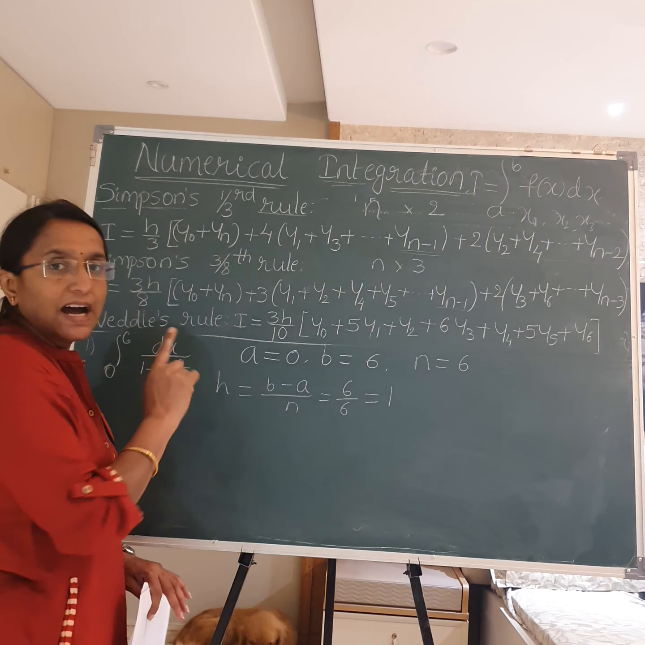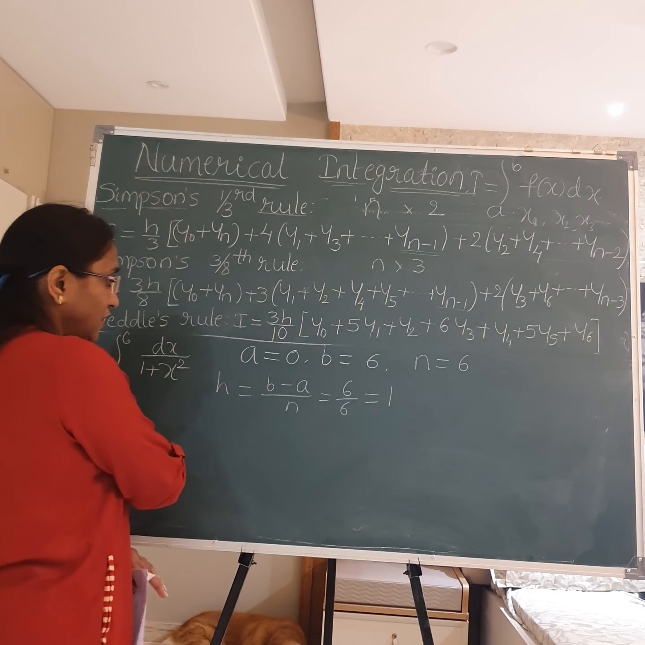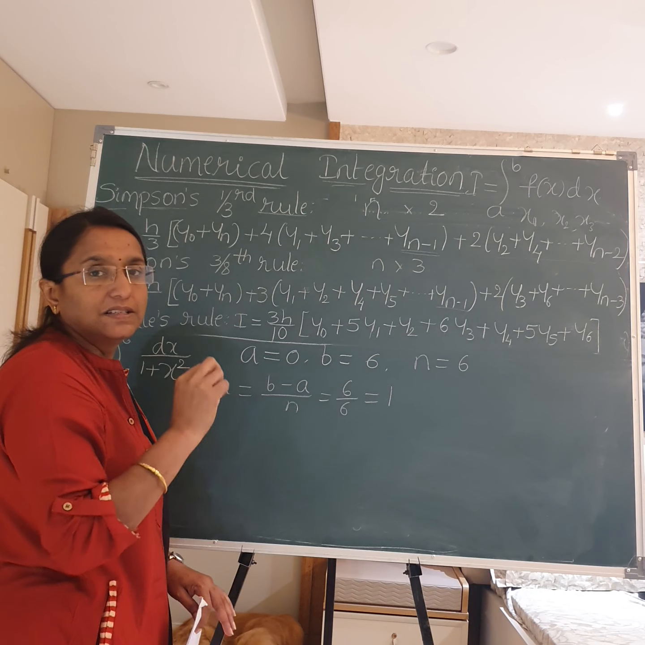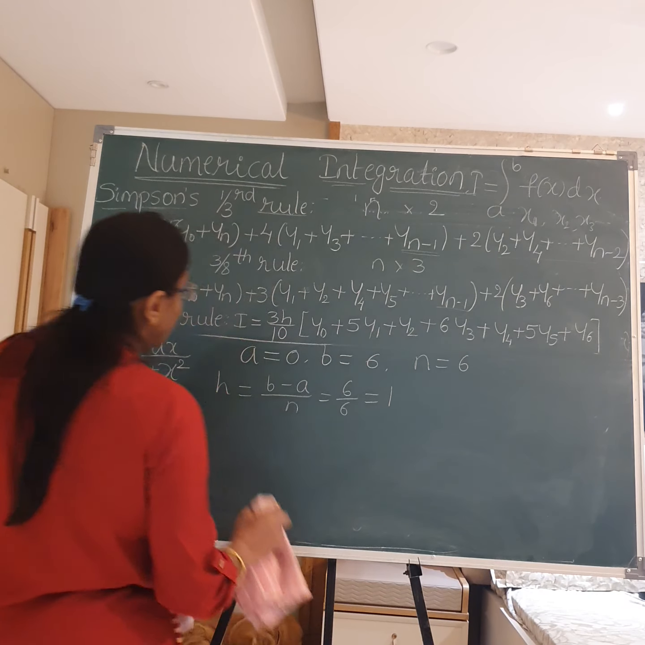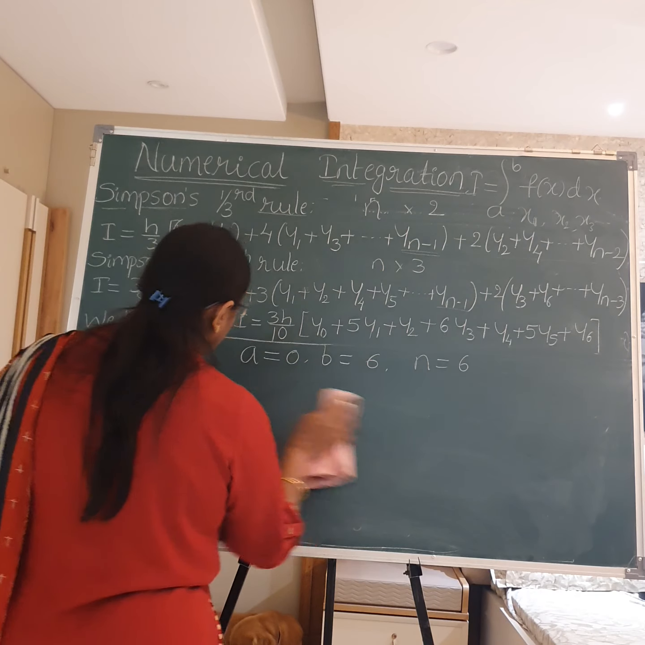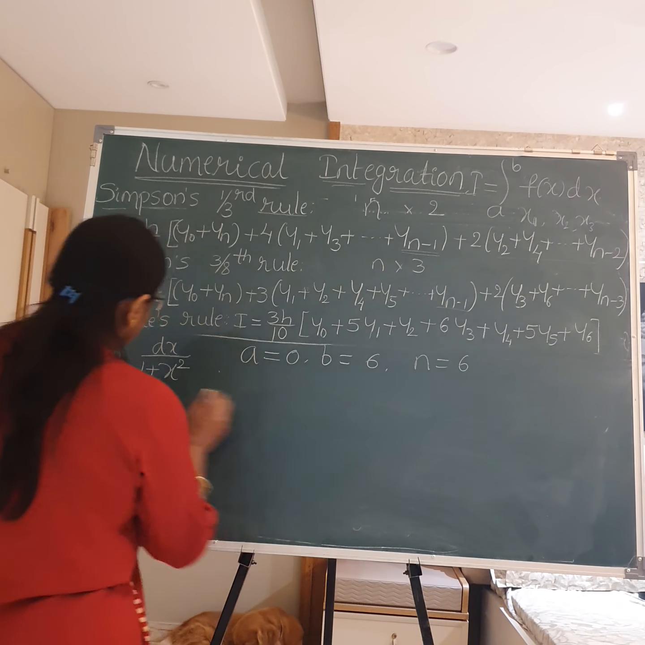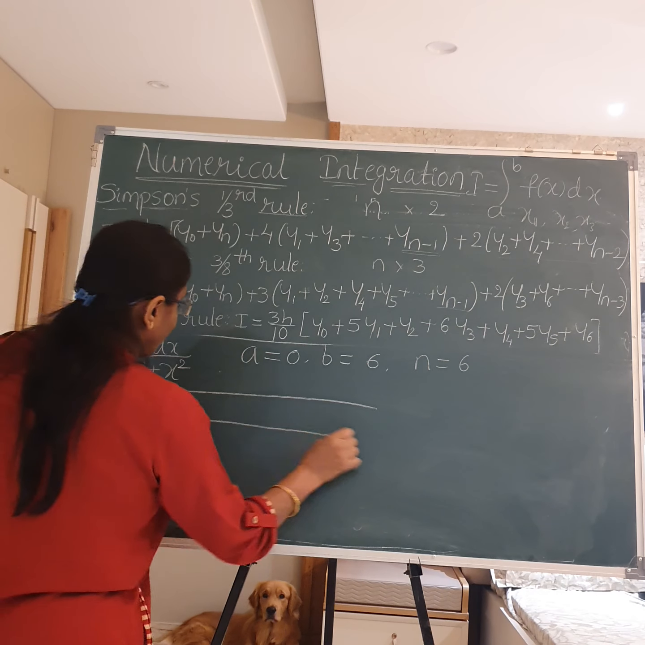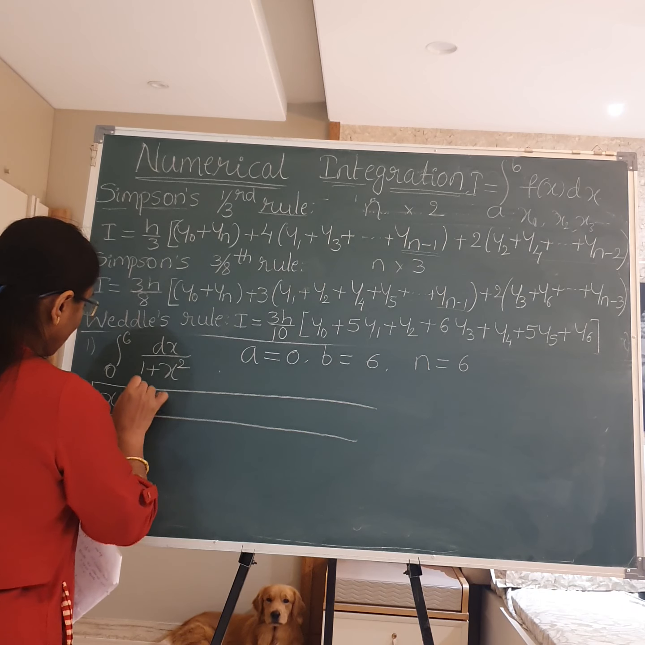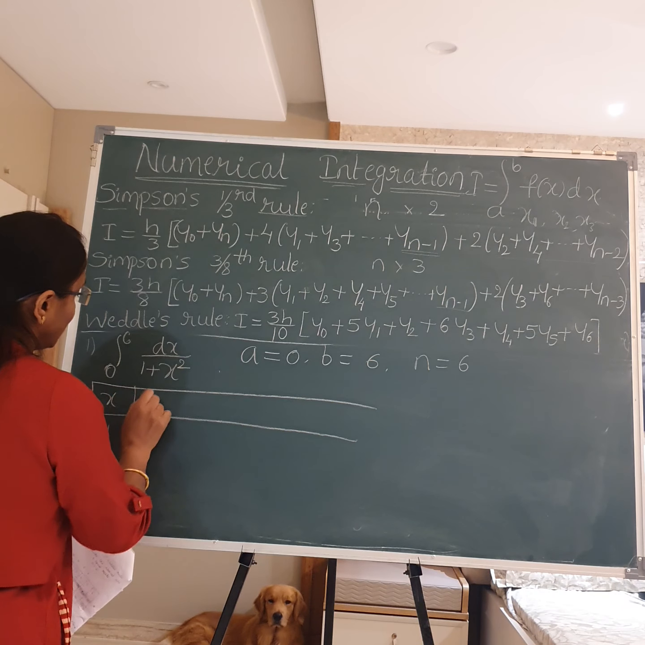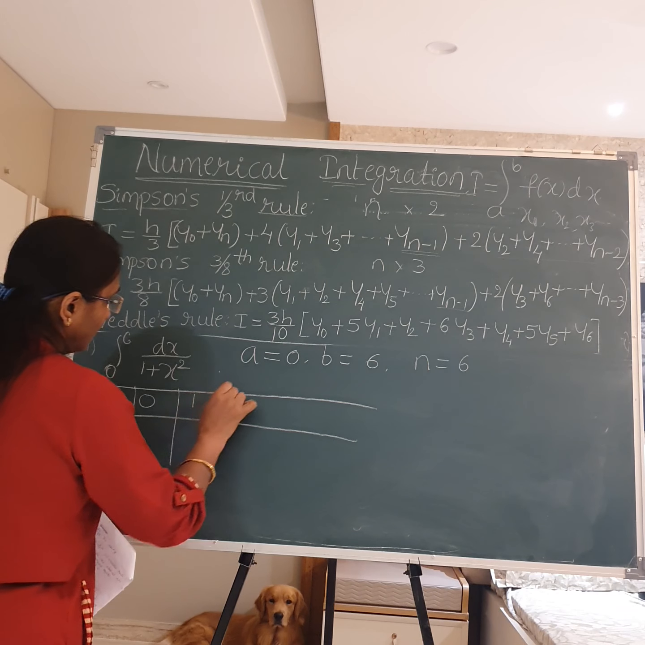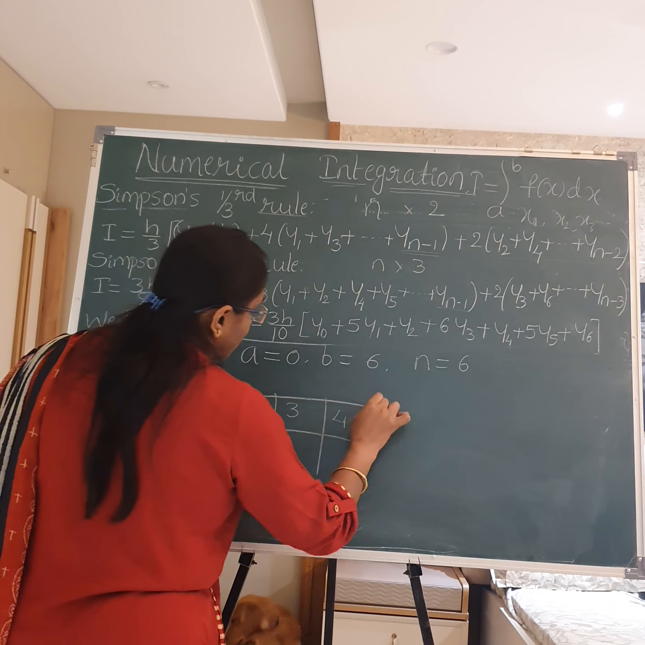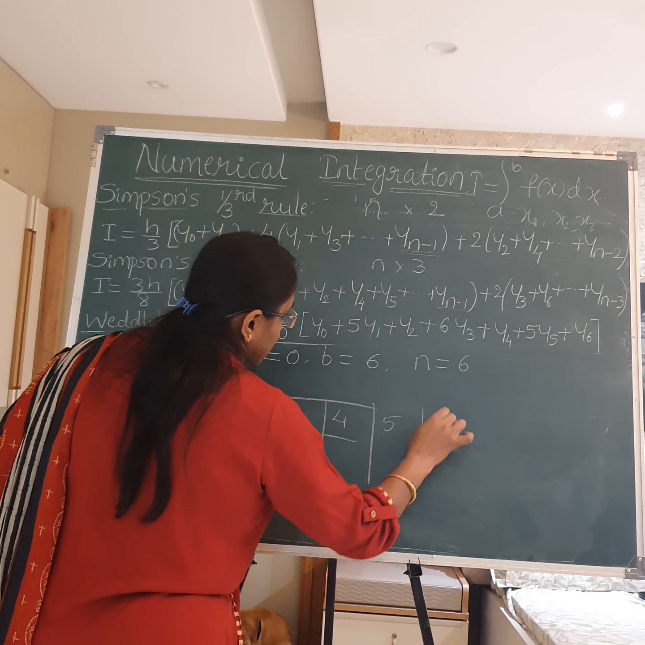So we have to start the value of x from 0 to 6, keeping the difference of 1. In that way we have to construct the table. How to construct the table? First the x value, and this is y. The x values start with 0, 1, 2, 3, 4, 5, 6.